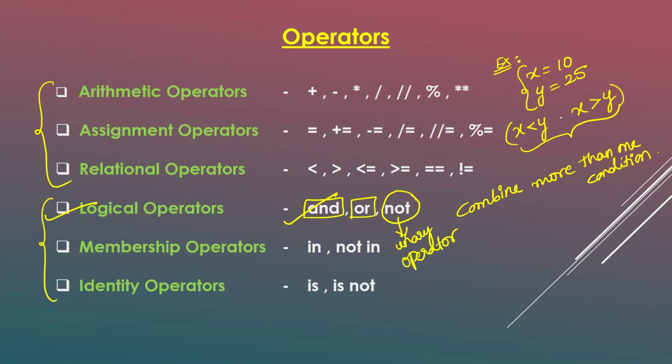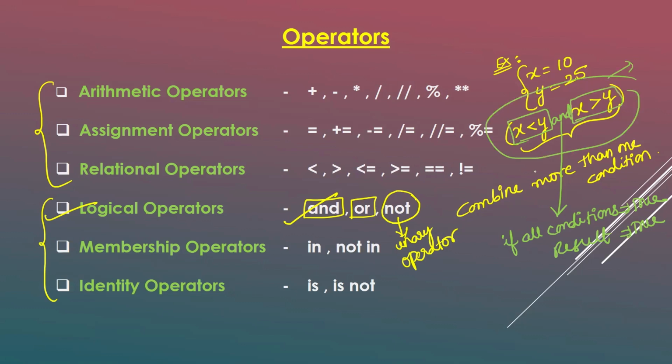If I am using the AND operator between these two conditions, what the AND operator defines here is that if all conditions become true, then the result will be true. The meaning here is, if this condition is true and this condition is true, the whole will become true. If any one of these two is false, the complete condition result will be false. If both are false, the result will be false.